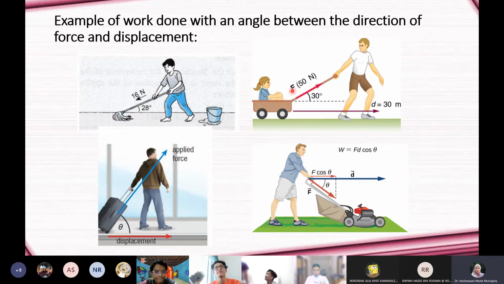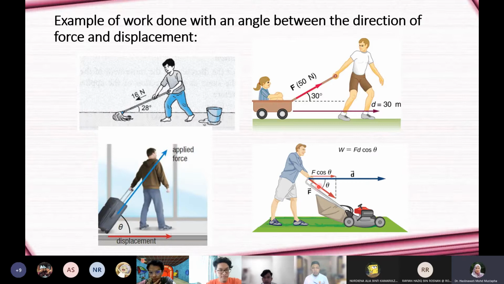Macam ni pun sama, dia tarik troli ni kan. So, force dia ke atas ni and the S here ke kanan ni. Jadi theta dia adalah di antara direction of the force and direction of the displacement. So, theta here adalah 30 degree. Sama juga dekat sini. Dia tarik brake ni kan. Dia tarik brake dekat sini. So, this is the apply force. This is the direction of the apply force. And then, this is the direction of the displacement. So, ini adalah theta.